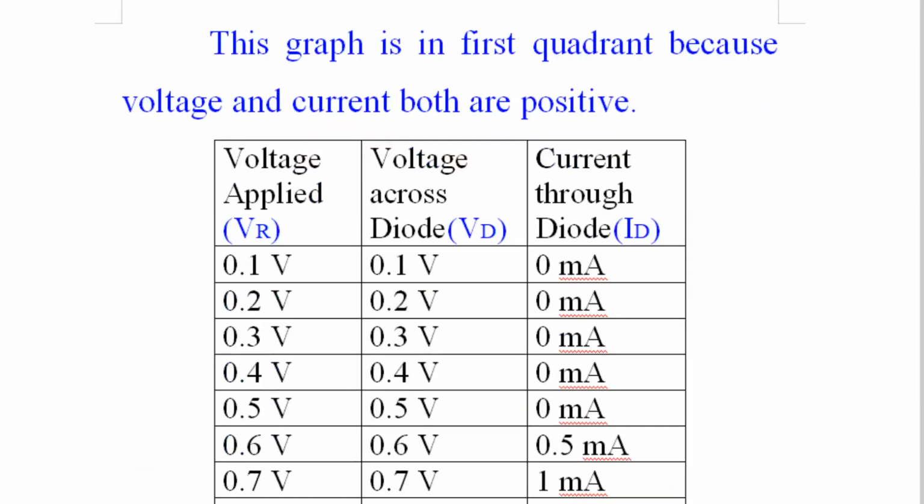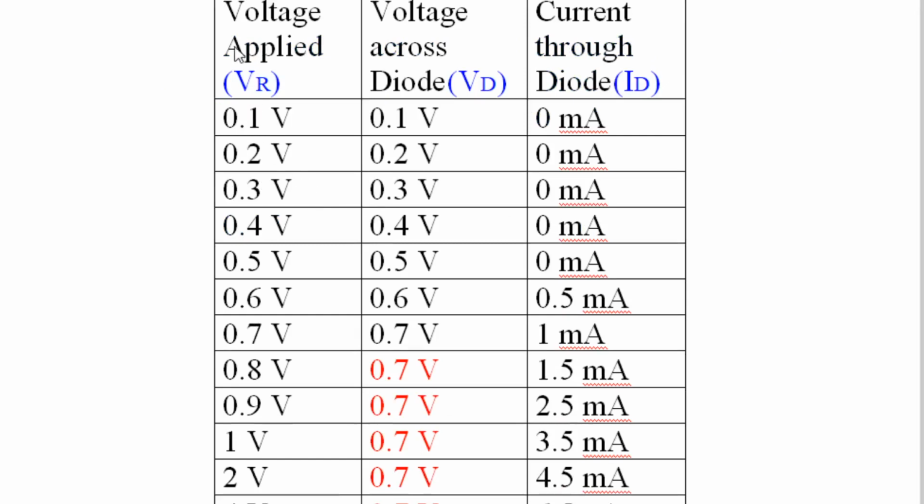So here, for the IV characteristics, when we take the readings, you are again going to perform the same practical, forward bias and reverse bias, in the lab, and you are going to take the readings like this. The graph is in the first quadrant because voltage and current are positive. Now here we have taken the applied voltage, that is VR, the voltage across the diode, and the current flowing through the diode.